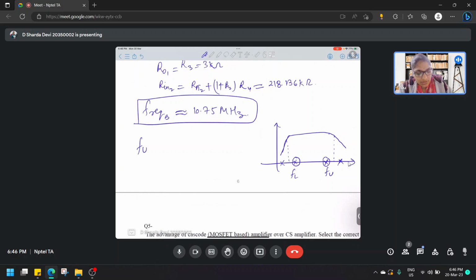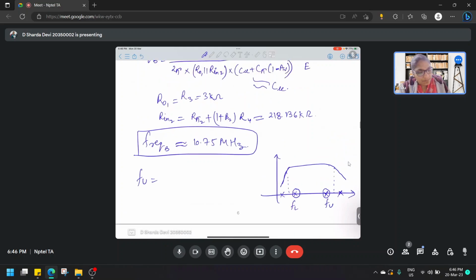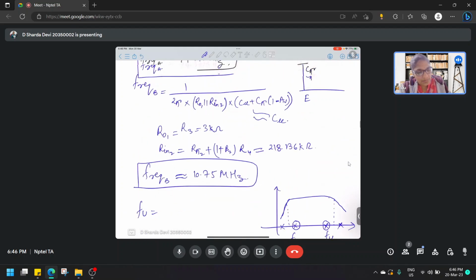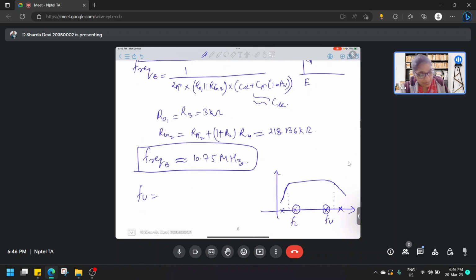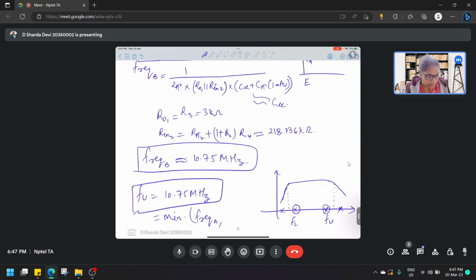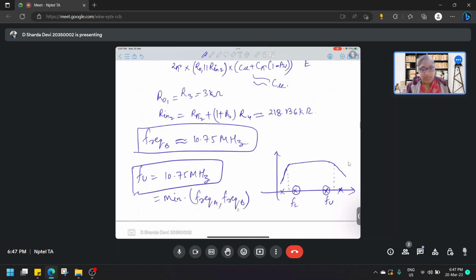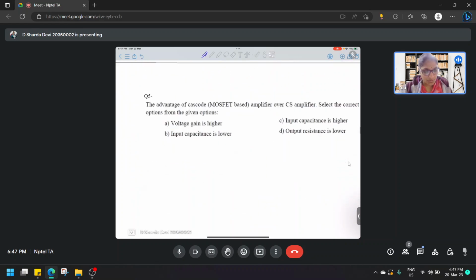So our upper cutoff frequency will actually be 10.75 megahertz. Since both are there, we will go for the minimum. This is actually the minimum of frequency 1, frequency A and frequency B. I hope this is clear. With this, let's move on to the next problem.